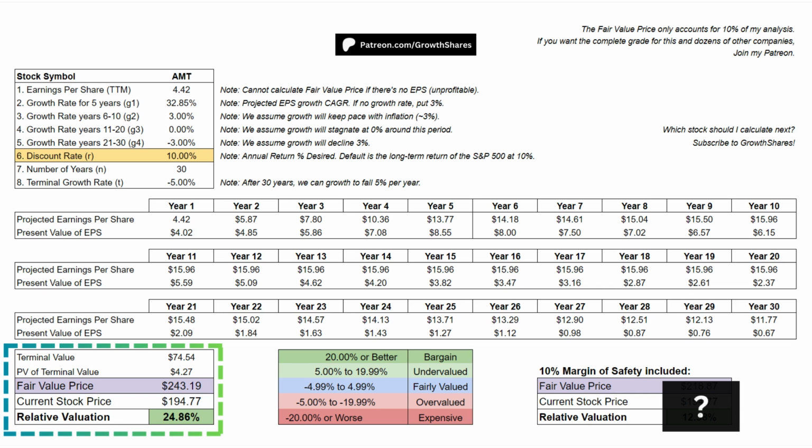We compare that to the current price of the stock and it gives us a relative valuation. If it's highlighted in green, the stock is undervalued right now. If it's blue, the stock is trading close to its fair value price. And if it's red, the stock is overvalued.